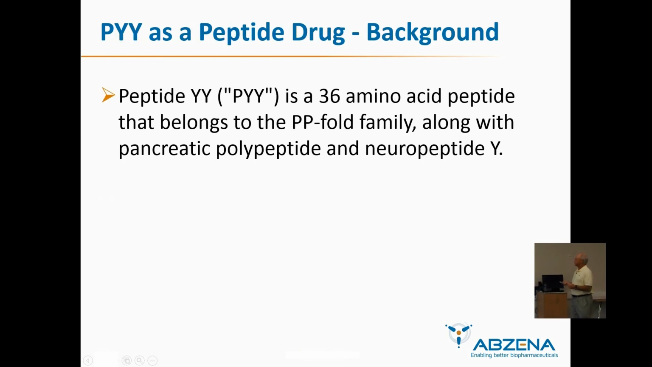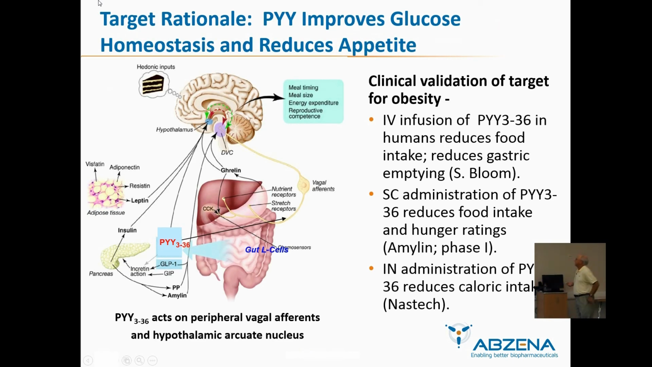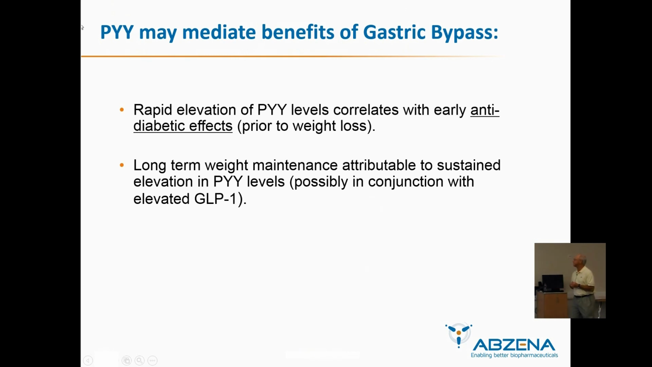So I'm going to be talking about PYY, which is a 36 residue peptide that belongs to sort of the neuropeptide Y family. And PYY was thought to be a good target for weight loss and diabetes. So it was known that if you inject a version of 3 to 36, slightly truncated version of PYY, you get reduced food intake, and this was sort of suggestive that if you could mimic this with a drug, you'd have a good diabetes and weight loss drug.